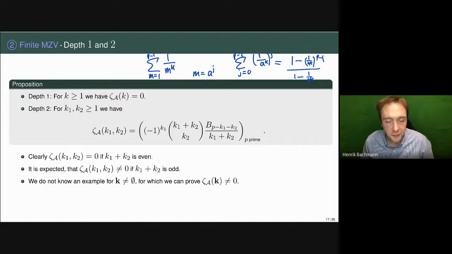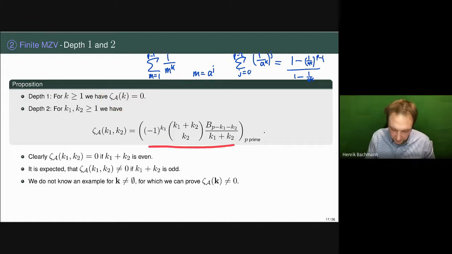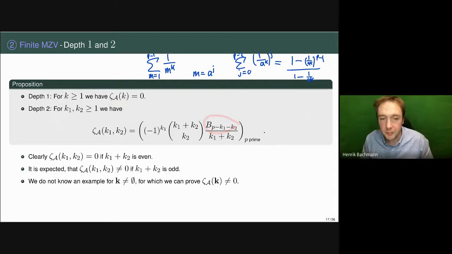And in depth 2, you can show that they look like this. If in depth 2 I take the finite multiple zeta value zeta A of k1, k2, then this is the Bernoulli number, at the prime p, B of p minus k1 minus k2.